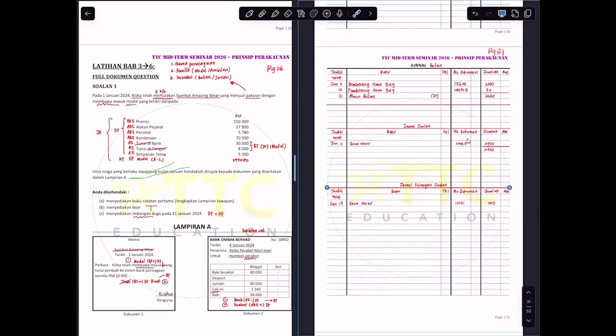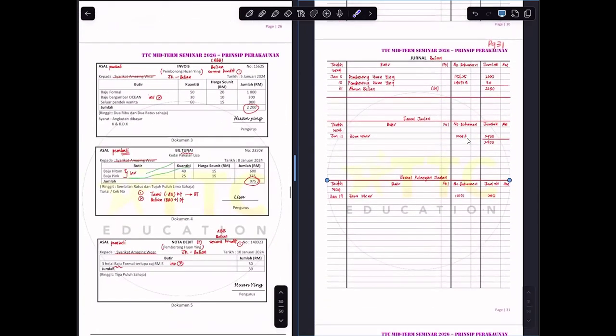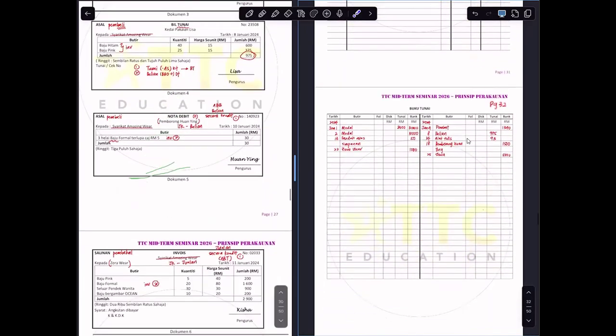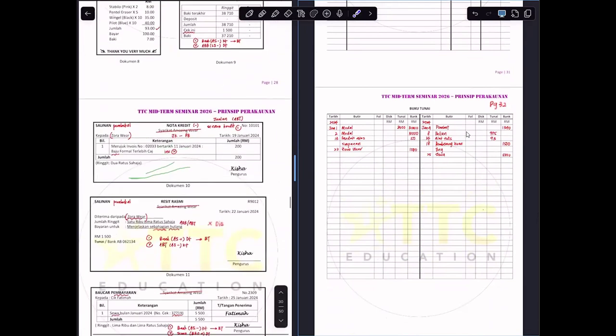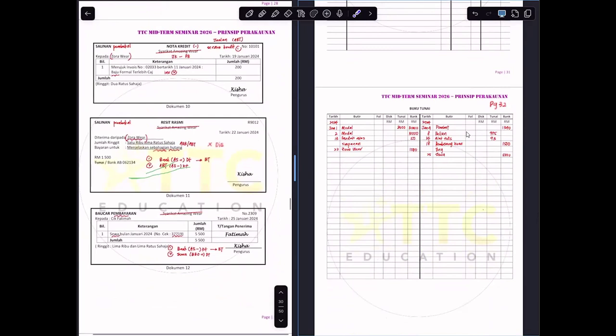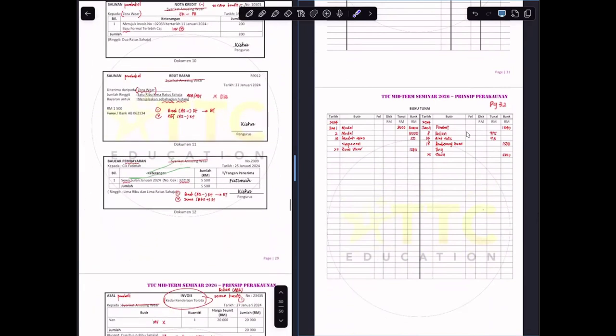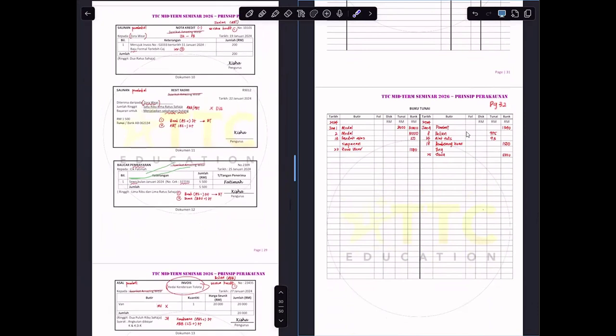Okay, then next page, journal khas, and also the next page of the document. Okay, then buku tunai. And one more page for the document. Oh, no, there are 2 more pages. 2 more pages, okay. I minimize them so you can take pictures all at once.